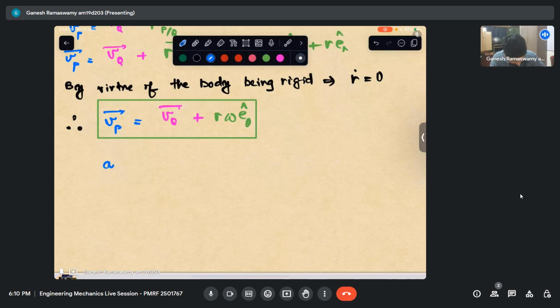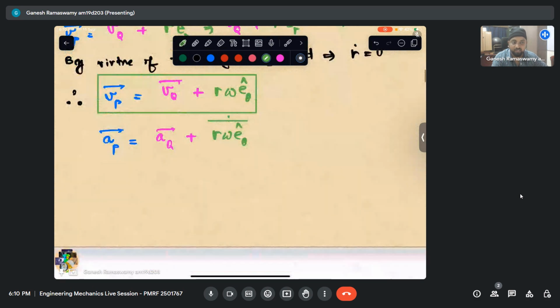So similarly, once I have got the velocity, I can naturally take the acceleration also. So acceleration of P follows that it will be acceleration of Q plus I just have to take the time derivative of this r omega e theta cap, the entire time derivative. So it is just a matter of doing it step by step, which we have done in the last session also, if you see that video. But nonetheless, let me do it for completeness.